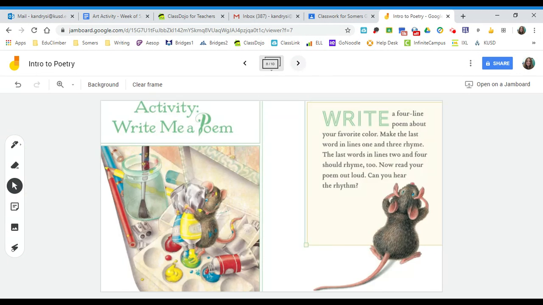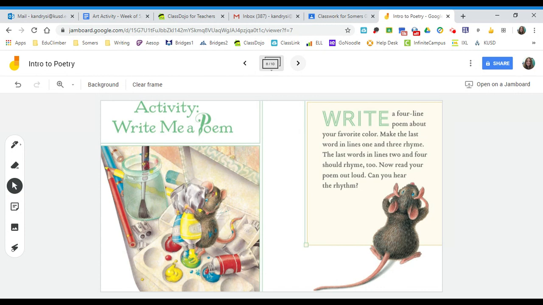All right, so this activity is write me a poem, and I want you to just try this out for fun. It says write a 4-line poem about your favorite color. Make the last word in lines 1 and 3 rhyme, and the last words in lines 2 and 4 should rhyme too. Now read your poem out loud, and can you hear the rhythm? So the rhyme scheme should be A, B, A, B.